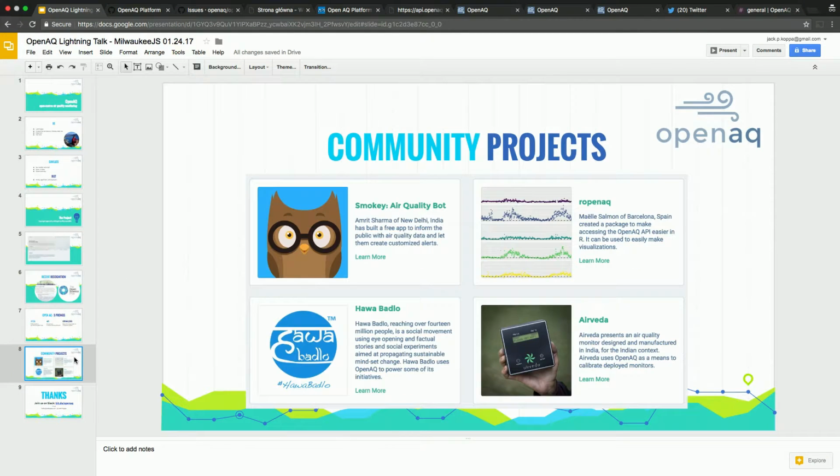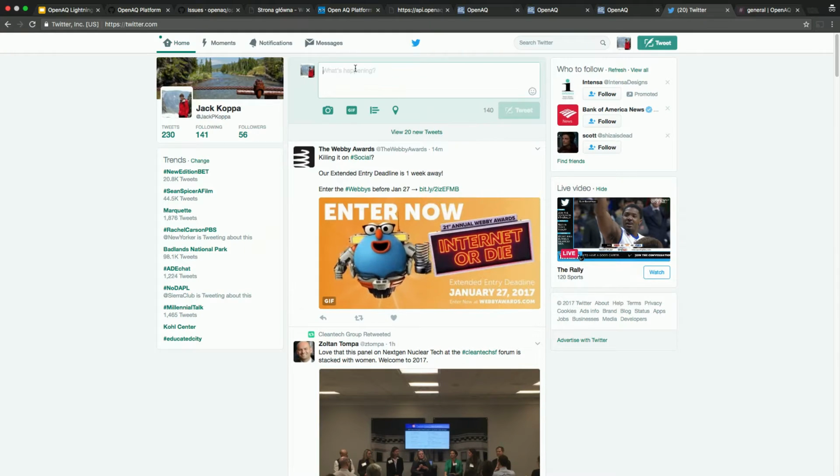And then there's the community aspect. What OpenAQ is hoping for is that people having easy access to this information will lead to more projects and more public awareness. And I just want to highlight one real quick, which is just kind of a fun thing that someone put together called Smokey. So if you're on Twitter, OpenAQ data with the city that you're interested in.